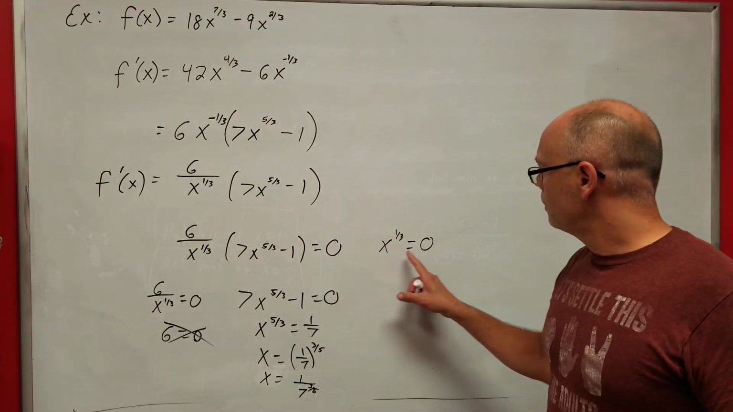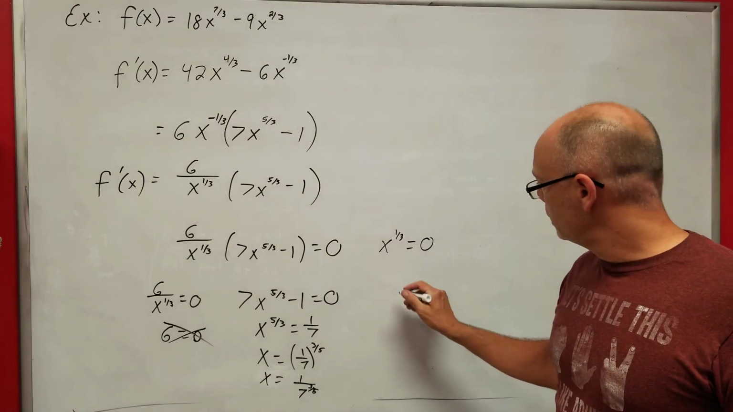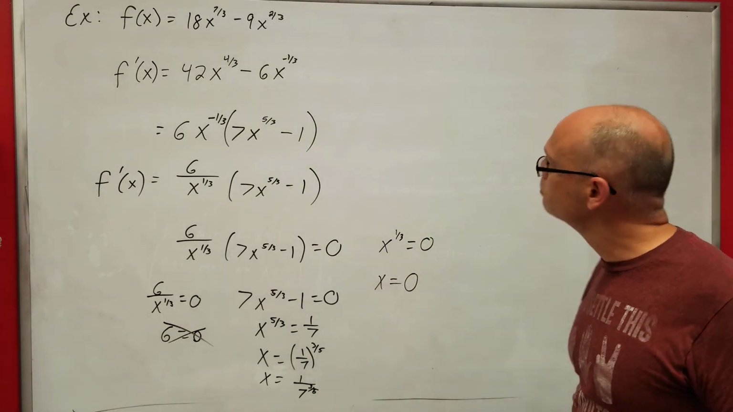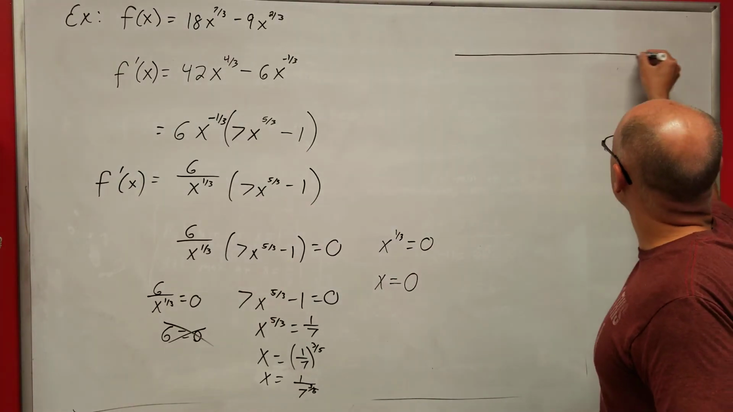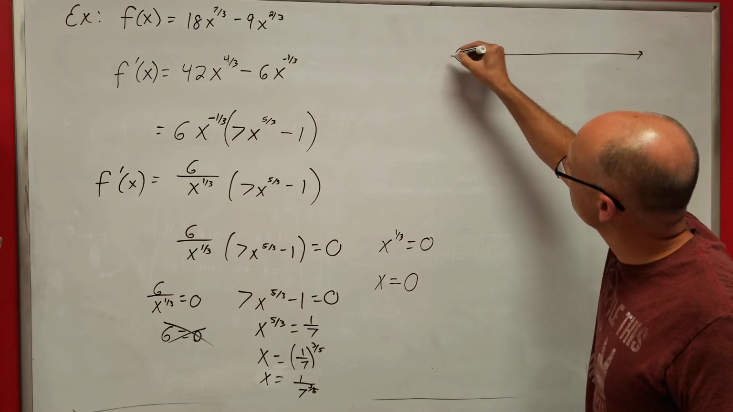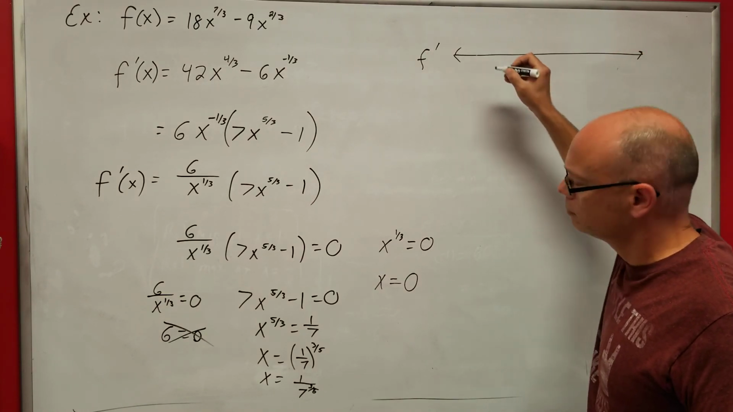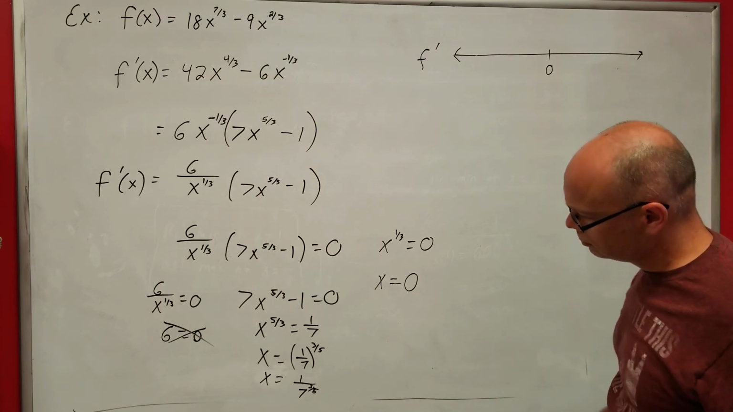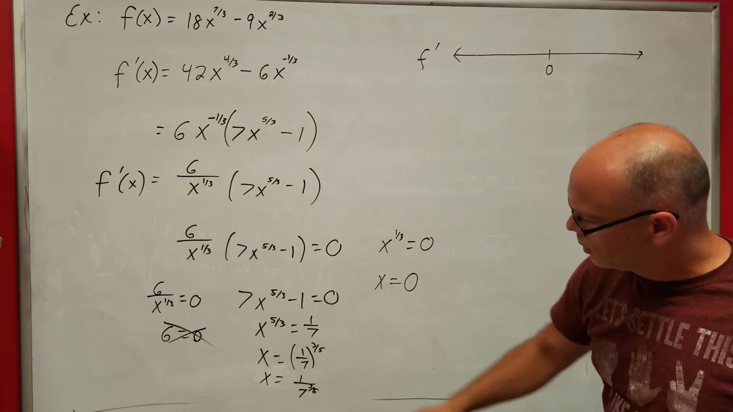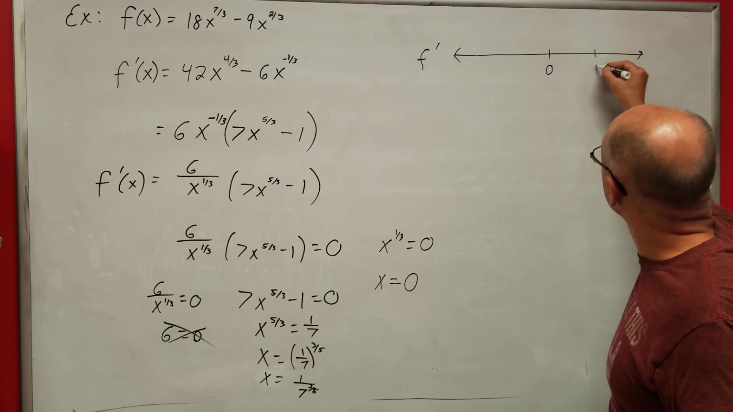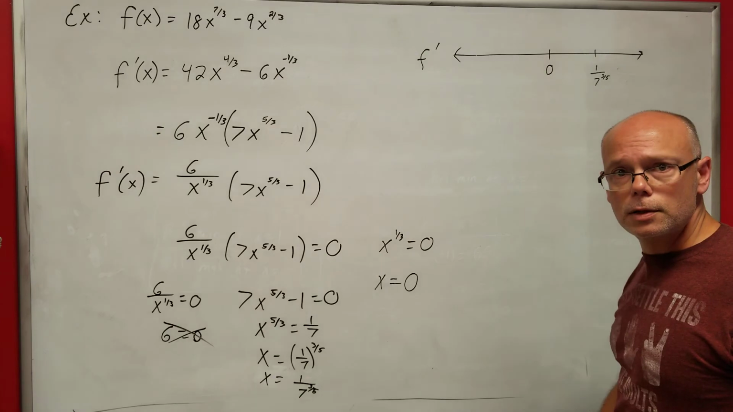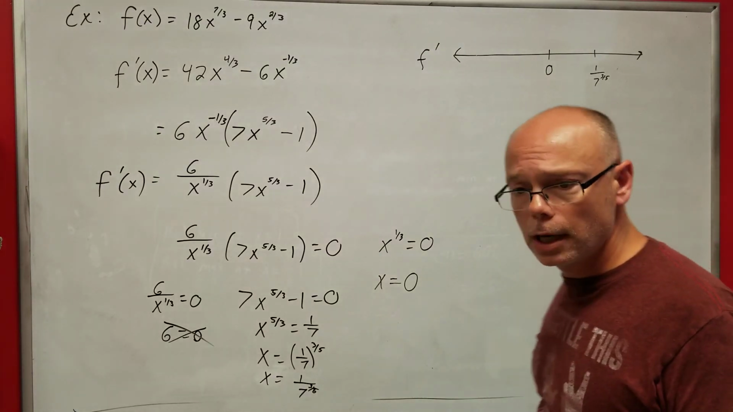What happens if I cube both sides here? I get x is equal to what again? 0. So if I'm using a first derivative test, I'm going to call this number line f prime. I'm going to break it up with 0 and with 1 over 7 to the 3/5. Okay, I know it's positive, so I'm going to put it over there.